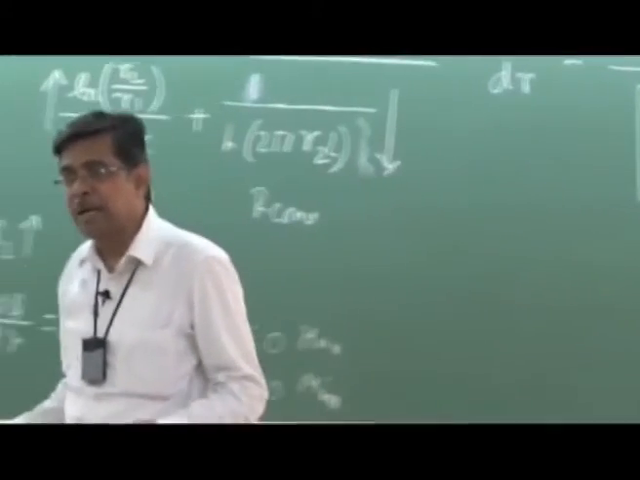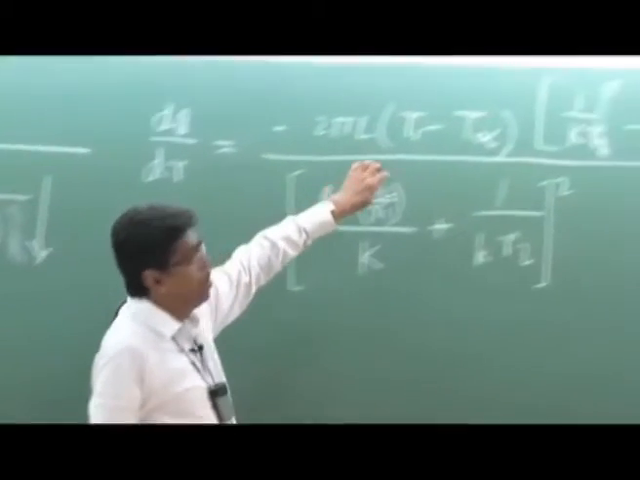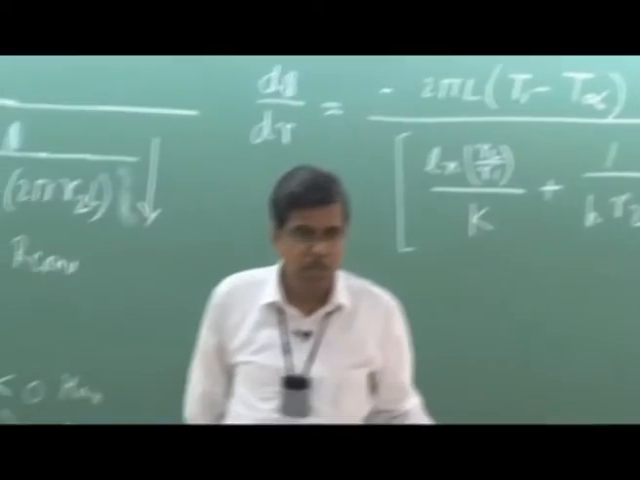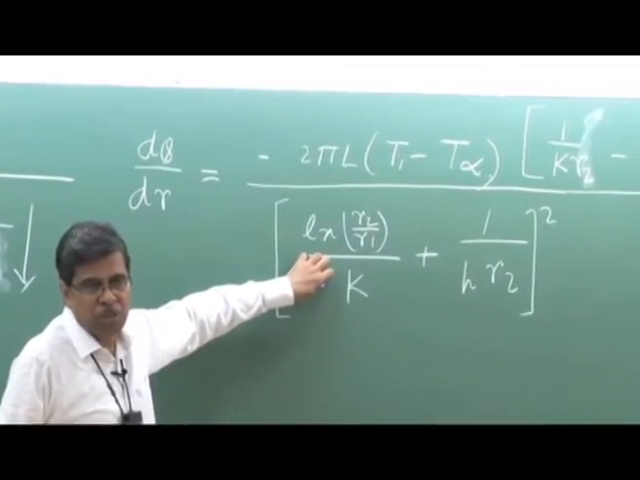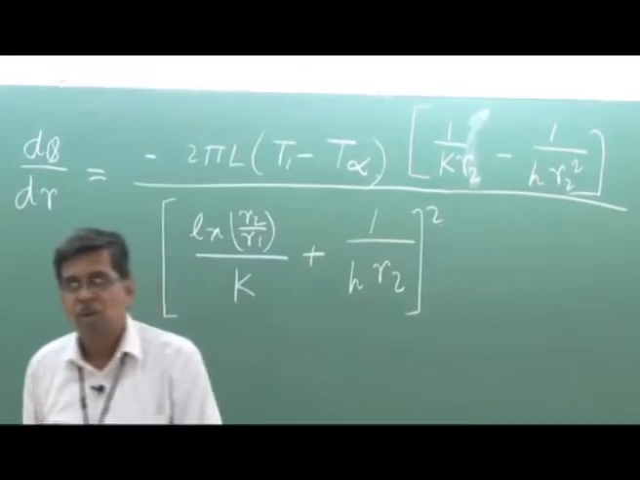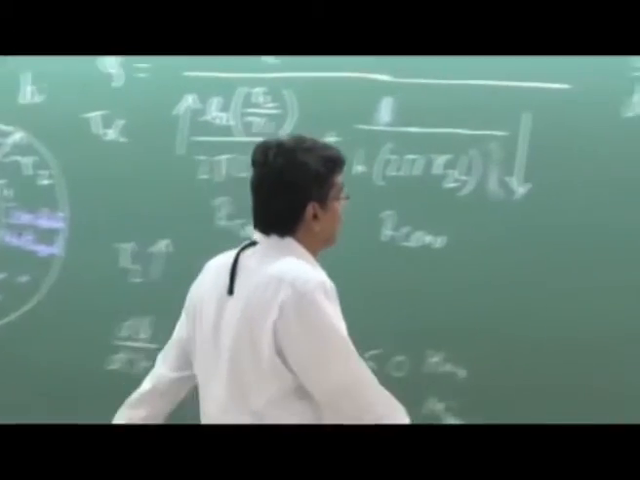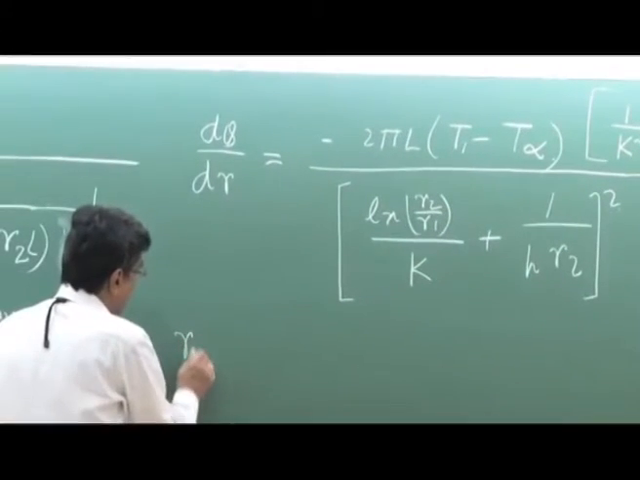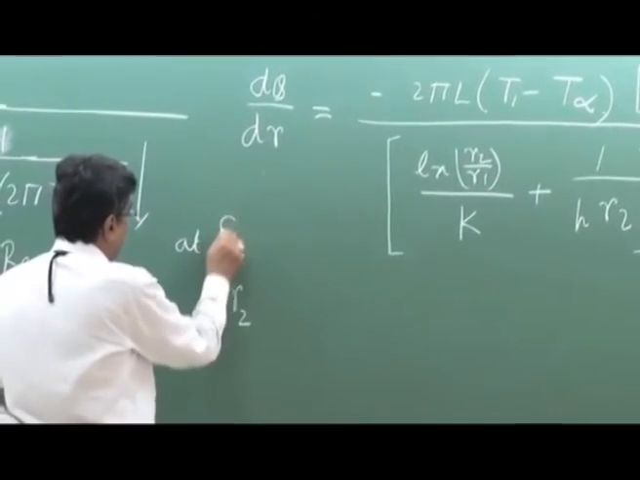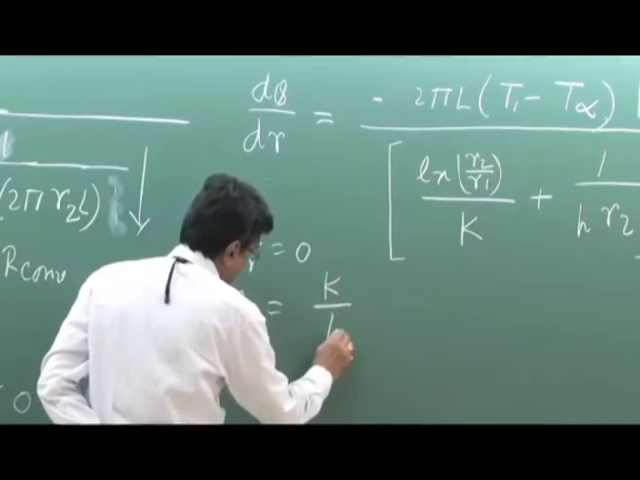Now mathematics at a certain stage becomes only logic, not much of operations. When all operations are done, then logic remains. So what is the logic? This cannot be 0: T1 cannot be T infinity, otherwise the problem is not defined. R2 cannot be infinity, h cannot be 0. So for the problem to be defined, the only alternative is that the quantity in the brackets will be 0, which tells you that at dq/dr equal to 0, R2 is equal to K by h.